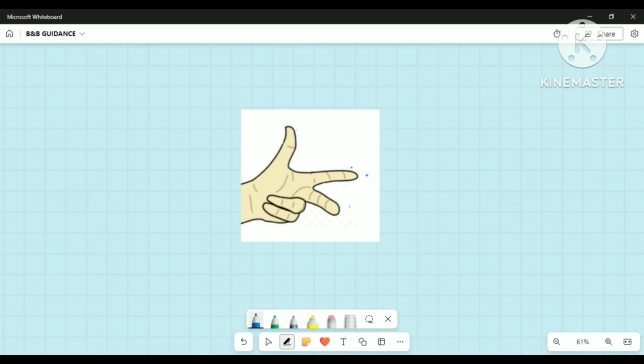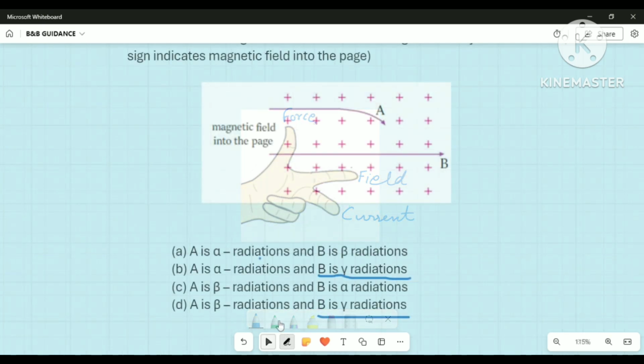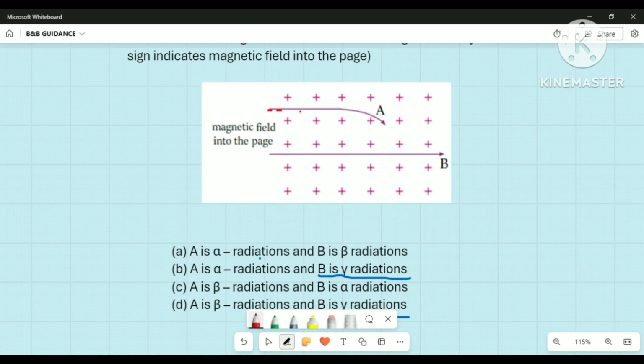The rule says if we stretch the forefinger, central finger and thumb of our left hand mutually perpendicular to each other such that forefinger indicates direction of magnetic field, central finger indicates direction of current, then thumb will show the direction of force applied on the particle. In this case, particles are moving towards right. If they are positively charged particles, direction of current is towards right. Apply Fleming's left hand rule to find the direction of motion of the particle, and you will see that it is upwards.